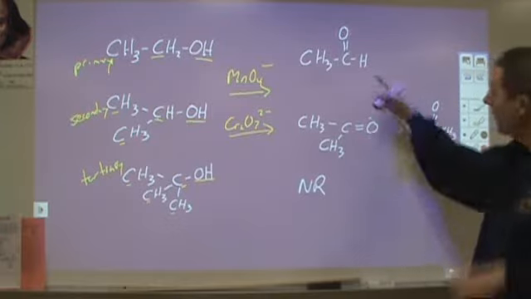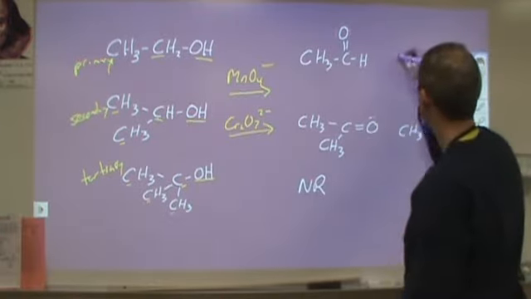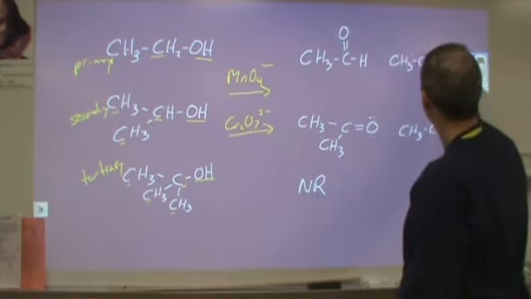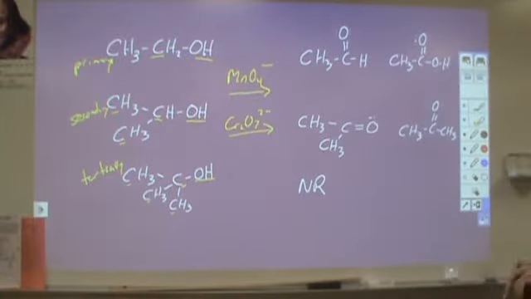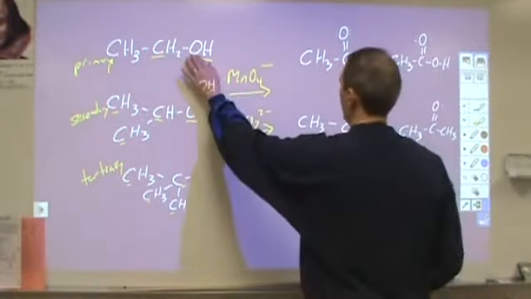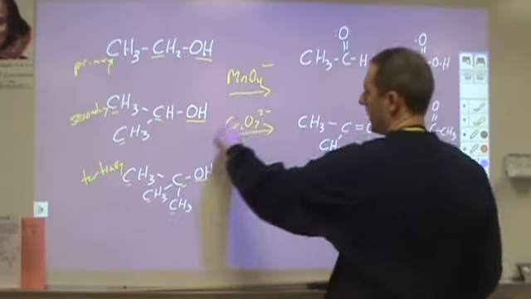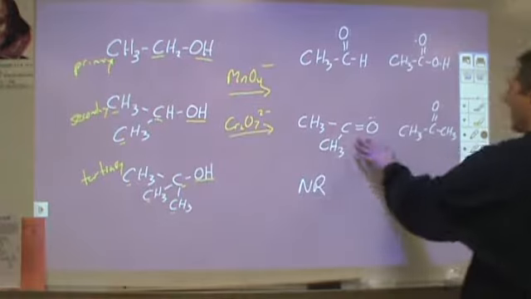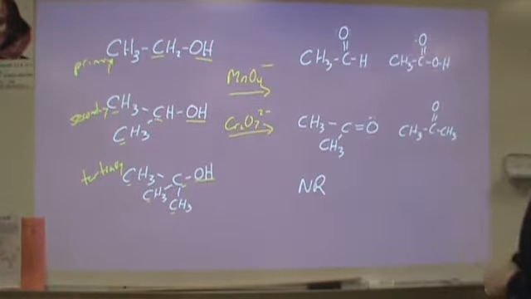Now this one is interesting because this one still has a hydrogen attached, which means that this can further undergo oxidation and end up as a carboxylic acid. So primary alcohols will oxidize to form an aldehyde and then a carboxylic acid if there's sufficient oxidizing agent. A secondary alcohol will form a ketone and then will stop. And then a tertiary alcohol, no reaction will occur at all.